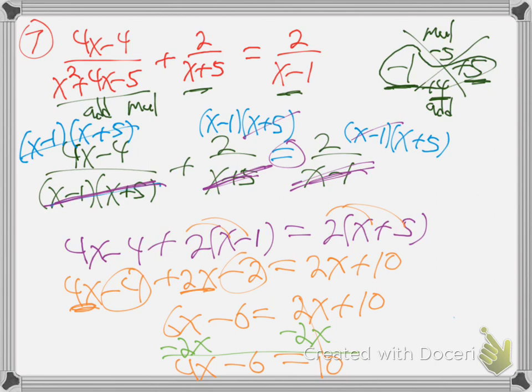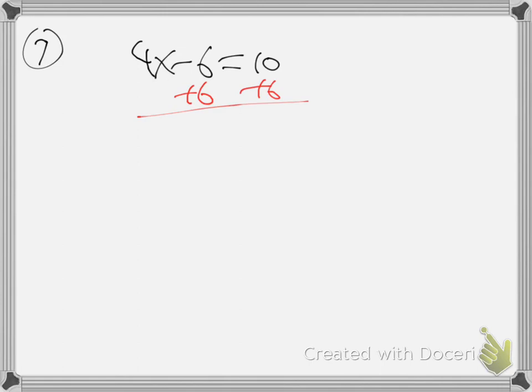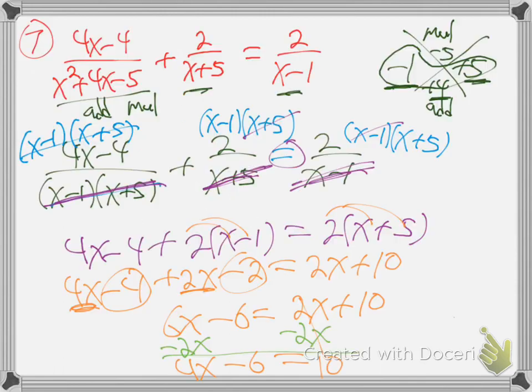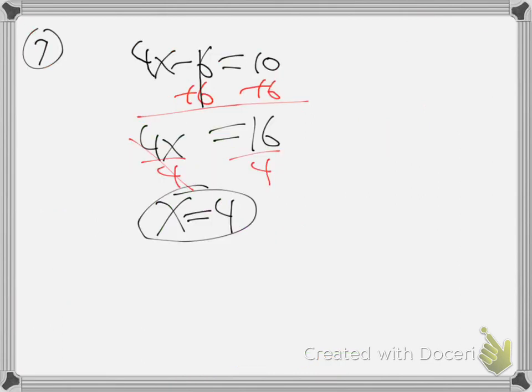We're almost done with this, and I'll go to a fresh screen. 4x minus 6 is 10. This is the conclusion to number 7 here. And now we just add the 6. So we get 4x is 16. Last step, divide by 4. X is 4. There's our answer to that original problem. X is 4. That was a long one.